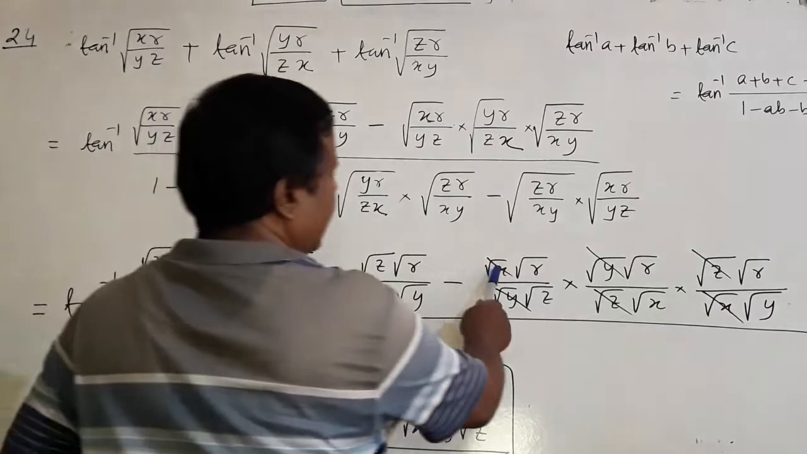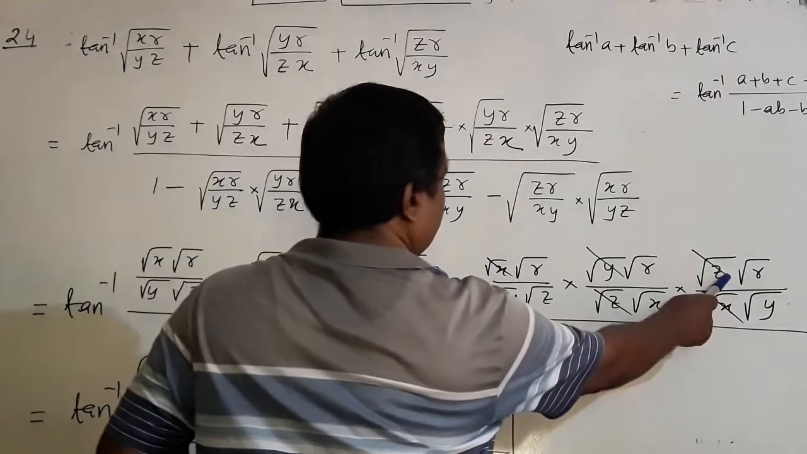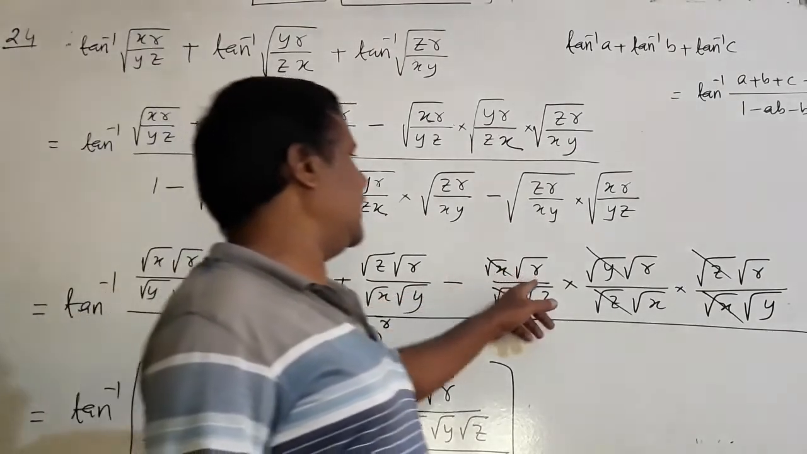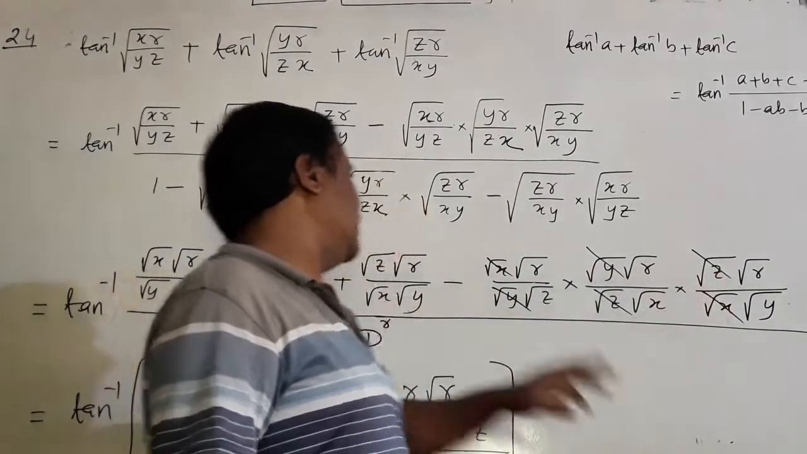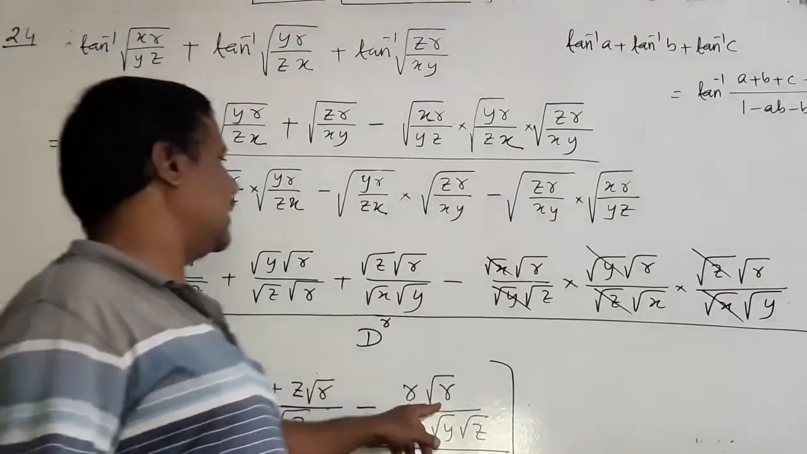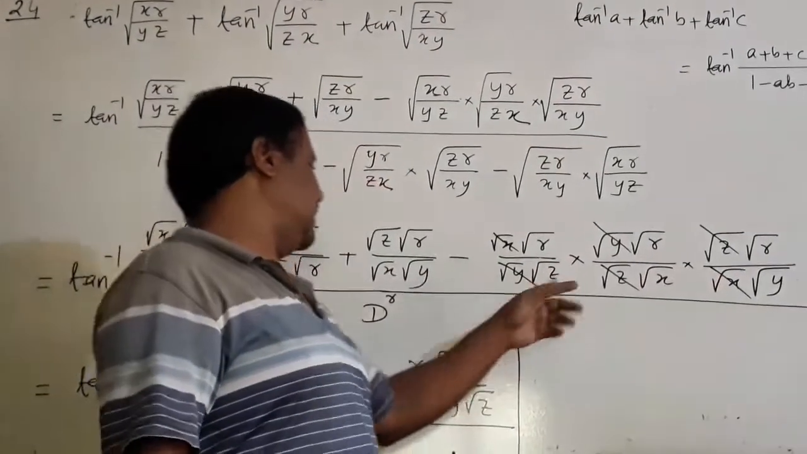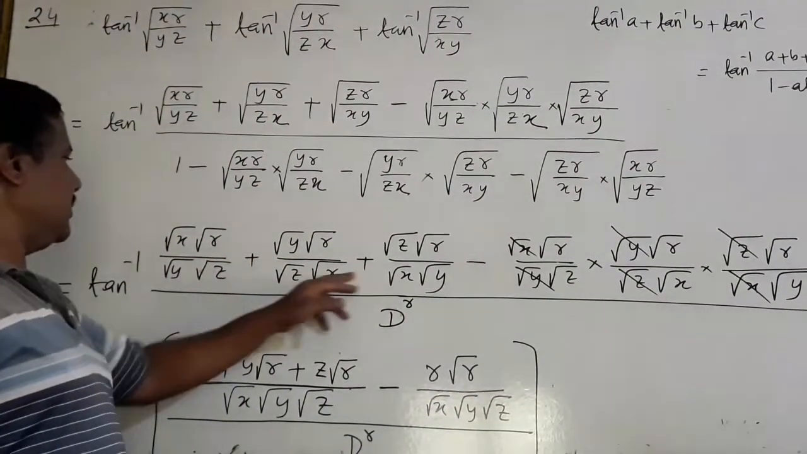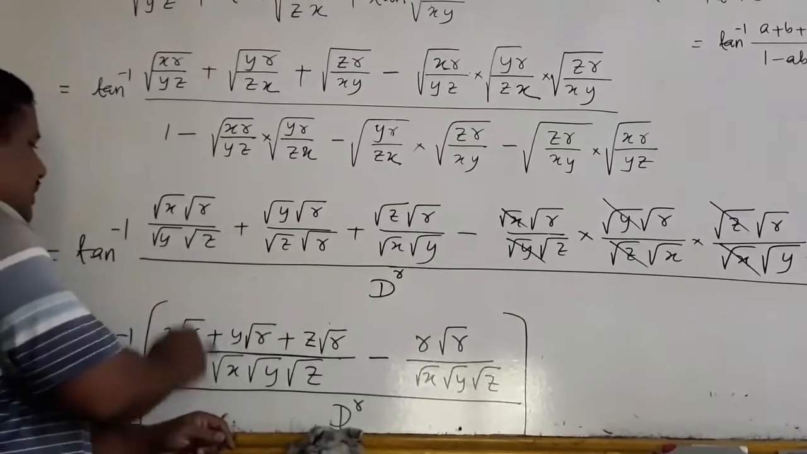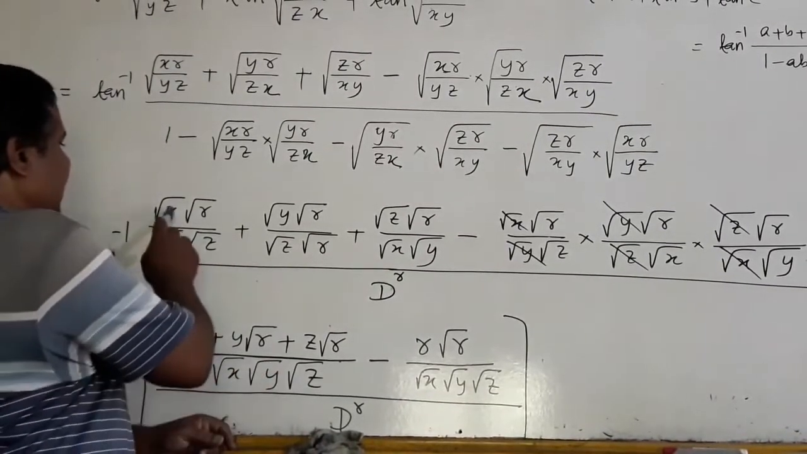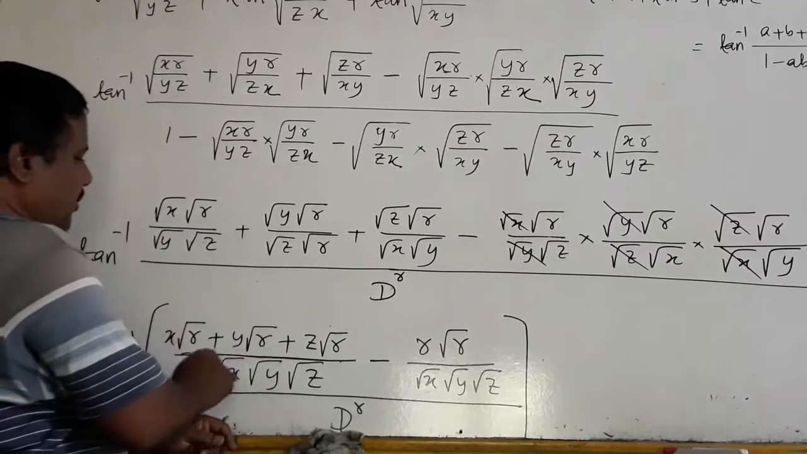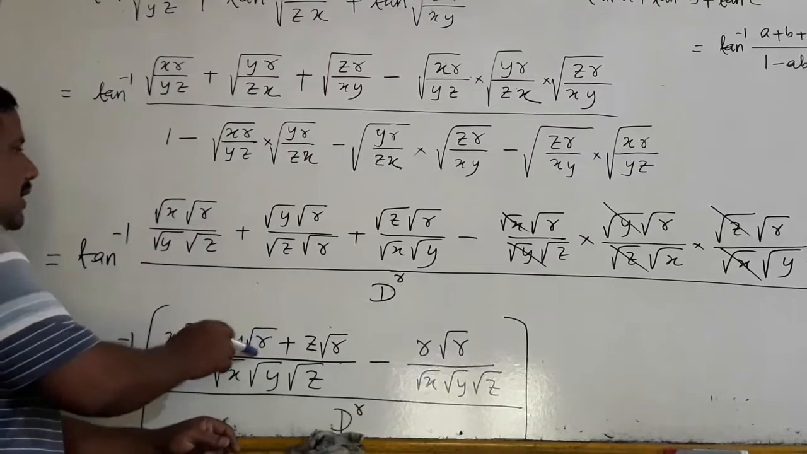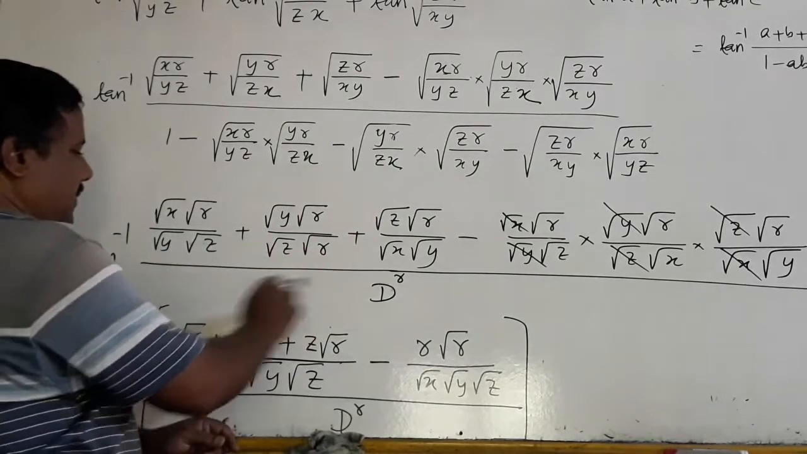Now root x cancels, root z cancels, root y cancels. There are 3 root r. So I am writing it r root r, and root x, root y, root z as root x, root y, root z. And if I take the LCM for this part, it becomes root x, root y, root z, and this becomes x. If you take LCM, this becomes x. So I am writing x as root r, y root r, z root r, this much.